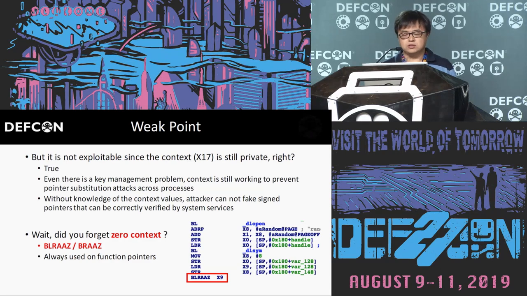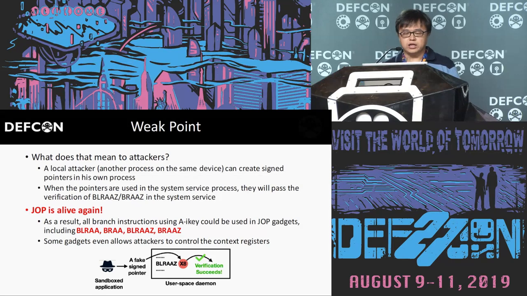But did you forget that I mentioned there are some instructions that just use the zero context or null context? These instructions include BRAAZ and BRABZ. When you use the null context or zero context, the context is not doing anything to help you protect the signed pointers. So what does that mean to an attacker? That means that a local attacker can create signed pointers in his own process. And when the pointers are used in another system service process, they will pass the verification of BRAAZ and BRABZ in the system service. So JOP is alive now.